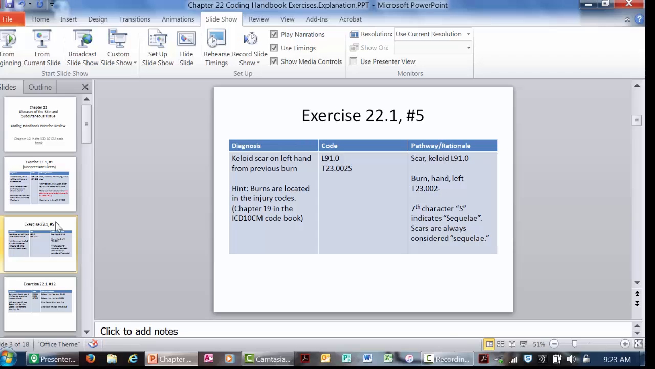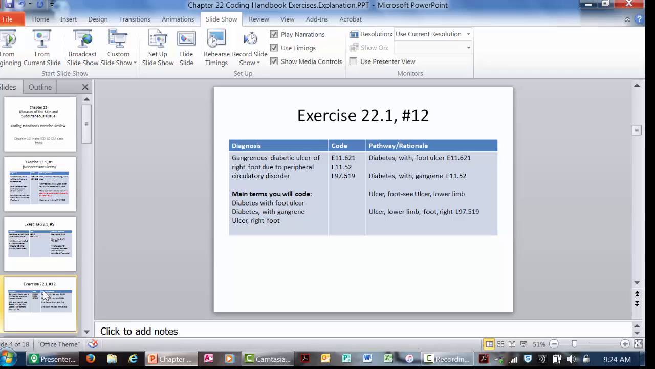The next exercise is 22.1, number 5, and it has to do with a keloid scar from a previous burn. A previous burn, you immediately think sequela. When you're coding any injury code, your 7th character is an initial, a subsequent, or a sequela. In this case, that 7th character is S for sequela. Scars are always considered sequela.